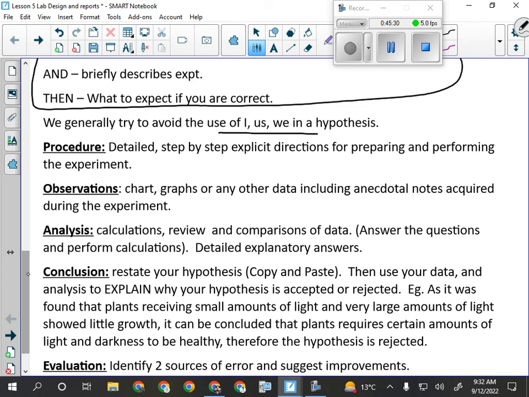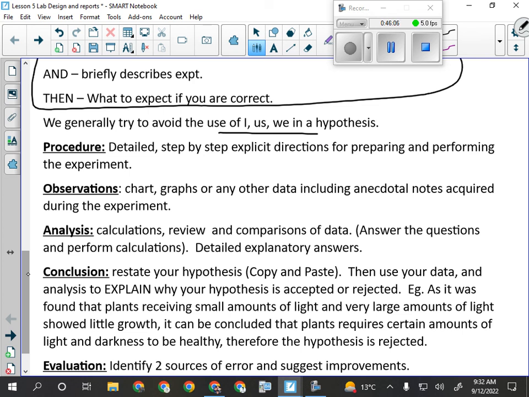So a procedure needs to be step by step. That means it's a numbered list. It's not a paragraph. Lots of times when I get these things handed in, it's a paragraph, sentence after sentence. So if I'm trying to follow it step by step, and I read that sentence, then I walk away and do that step, I come back, I have to start at the beginning and read the whole thing to figure out where I left off. If it's a numbered list, I know I just read step 4, and now I'm on step 5. So it needs to be step by step: step 1, step 2, step 3, always a numbered list.